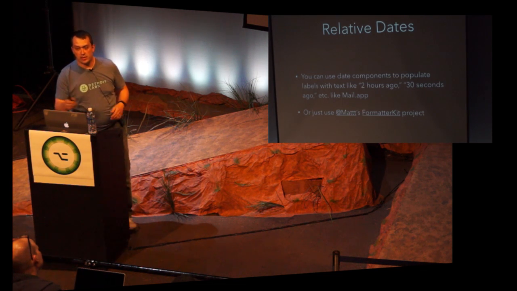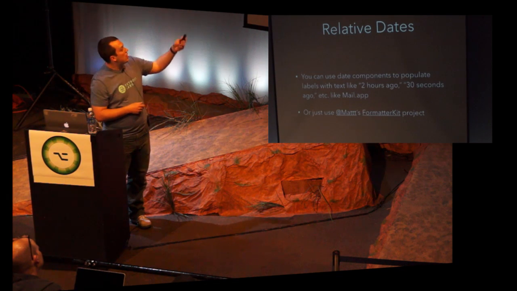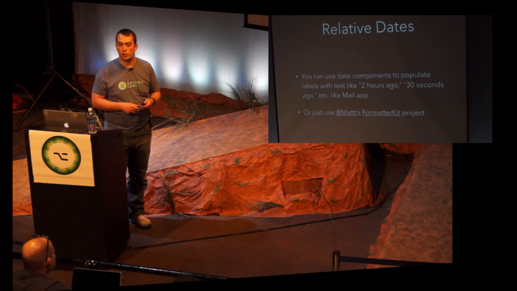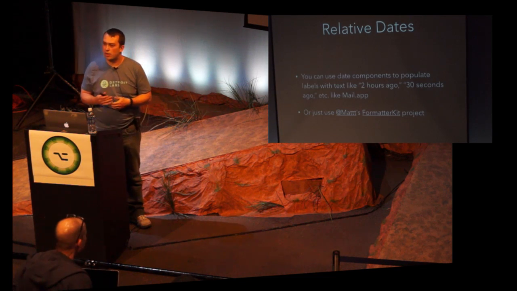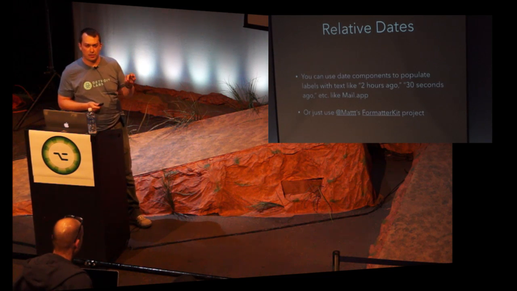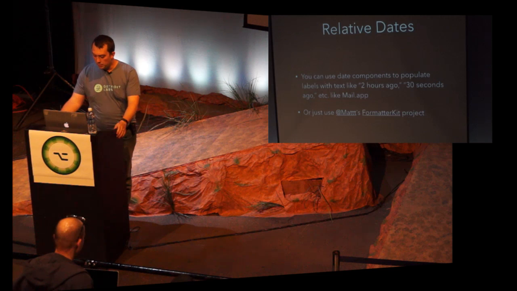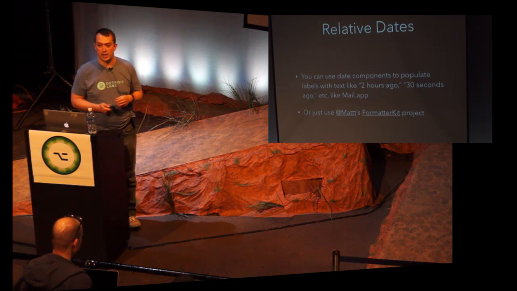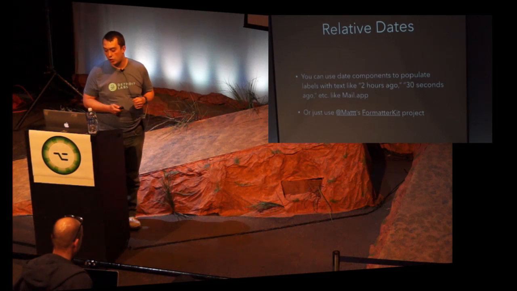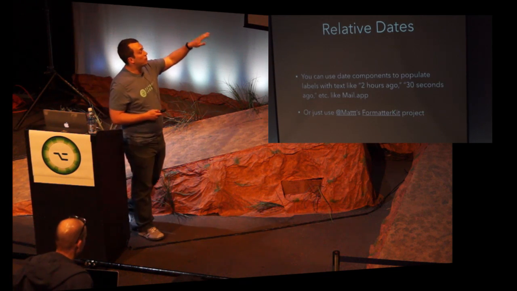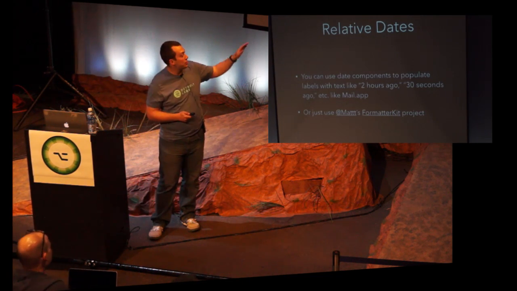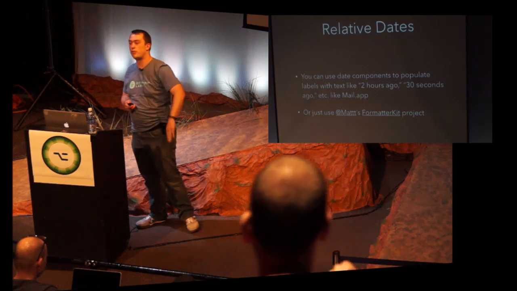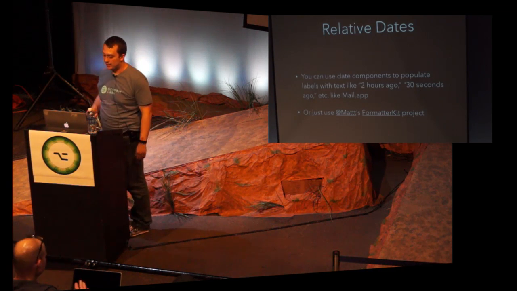Now, if you want to do something like Mail.app where it says 2 hours ago, 30 seconds ago, that's not built in, although I may have seen something in the API diffs, haven't looked really closely. But Matt Thompson, of course there's an open source Matt Thompson library because he wrote everything. There's a thing called FormatterKit. And that gets this for you. I don't have enough time to show you on GitHub, but it's just a huge file that does this. Use that. It's a lot better.